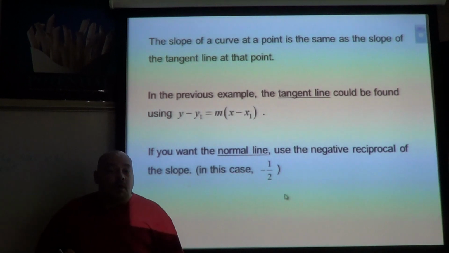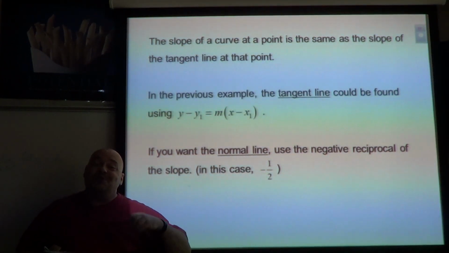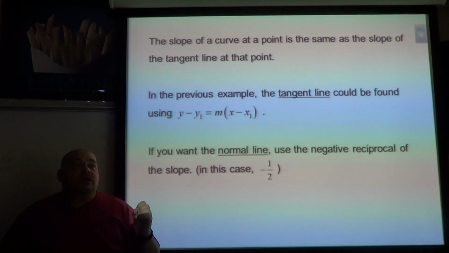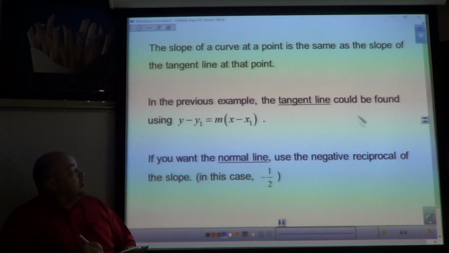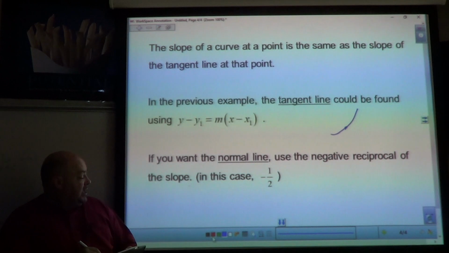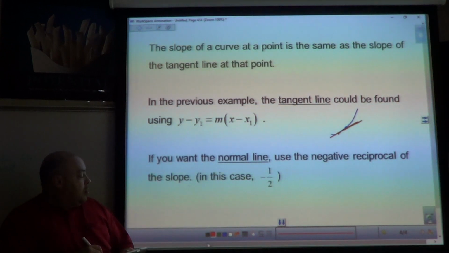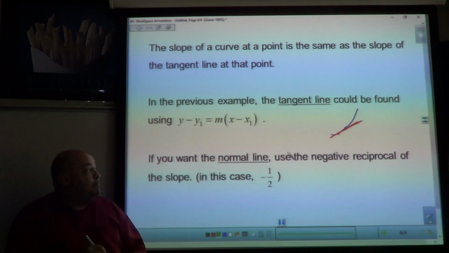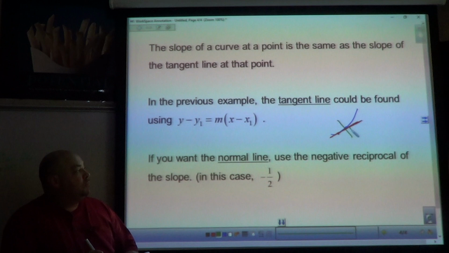Now, if you want the normal line, it is just perpendicular to the tangent going through the exact same point. Whereas we were looking just a second ago at our curve and our tangent line going like this, imagine that's tangent to that. Well, our normal line would be perpendicular to this line through the exact same point.